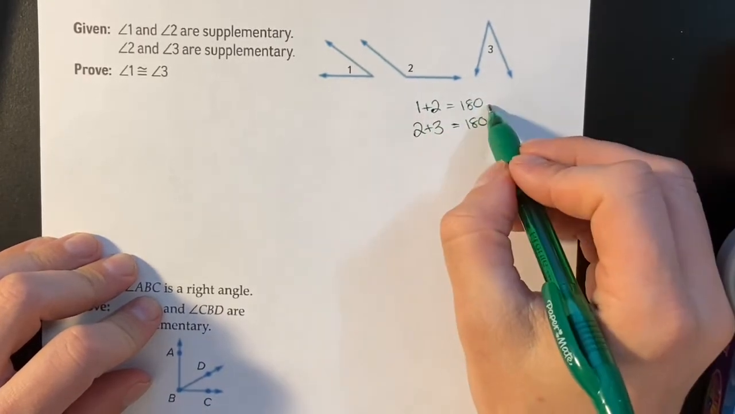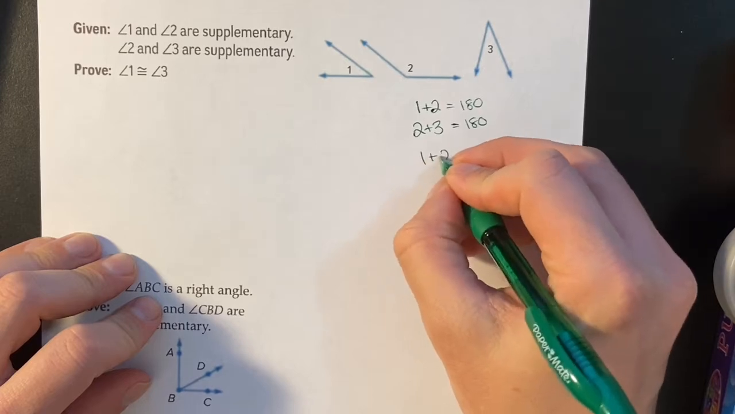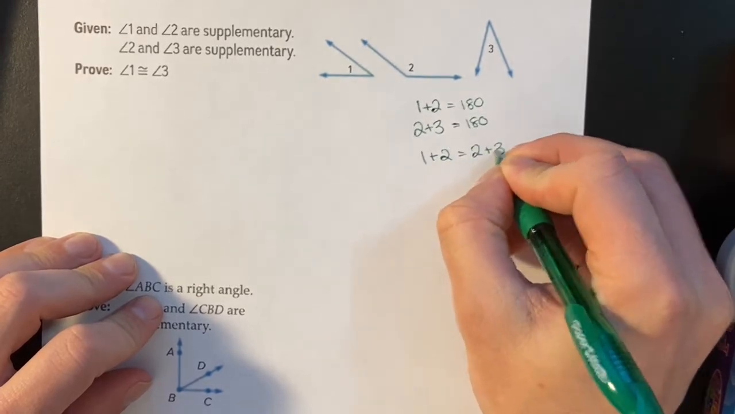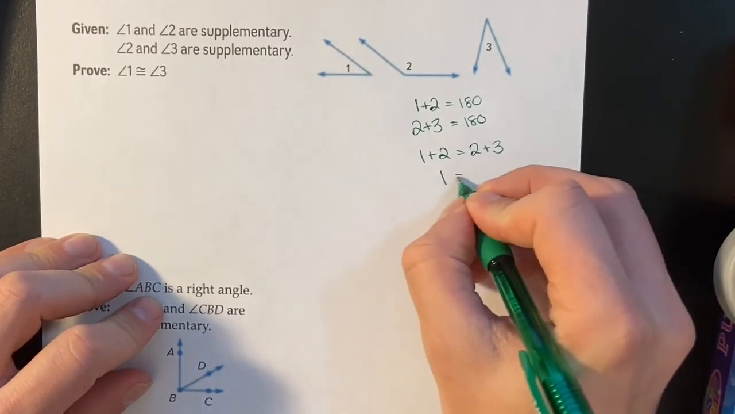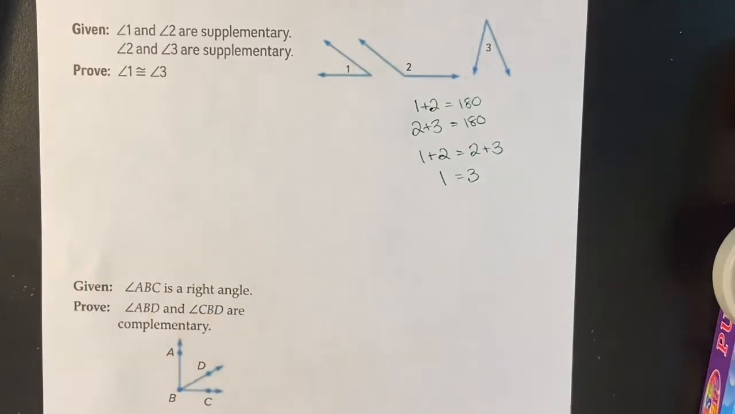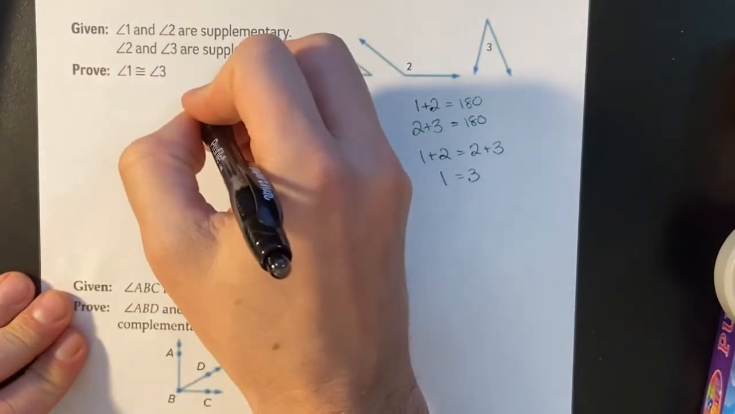If 1 and 2 are 180 and 2 and 3 are 180, then 1 plus 2 equals 2 plus 3, because they're both 180. That's a substitution property. I can subtract 2 from both sides, and I end up with that. So that seems to give me exactly what I need, and it wasn't that hard to come up with. So let's make a proof.